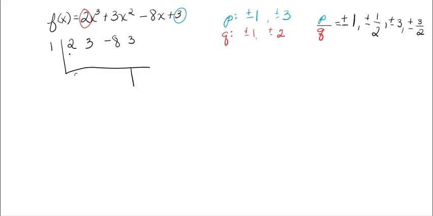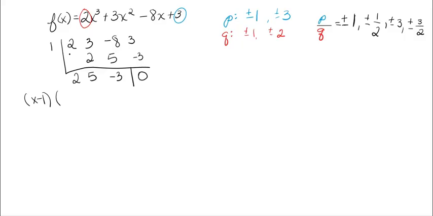Drop down the 2. 1 times 2 is 2. 3 plus 2 is 5. 1 times 5 is 5. Negative 8 plus 5 is negative 3. 1 times negative 3 is negative 3. So my remainder is 0. So yes, 1 is a rational zero. Therefore, x minus 1 is a factor.